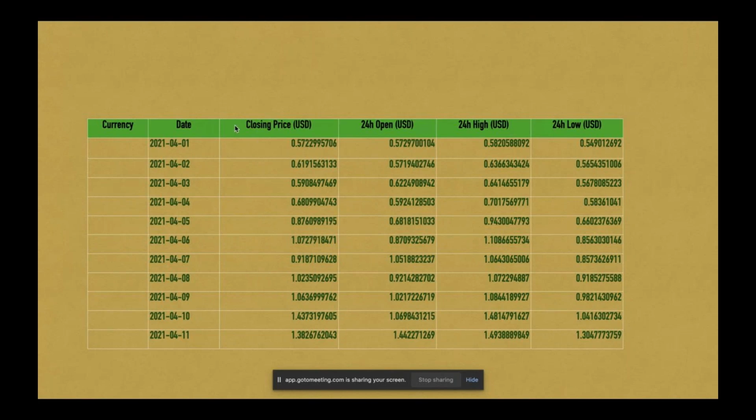And so let's move away from just focusing on the closing price. Then let's look at all of it together, right? And let's just look at the sequence of events here. So on April 1st, we opened at 57, went as high as 58, went as low as 54, and then closed at 57. Would you consider this bullish or bearish?